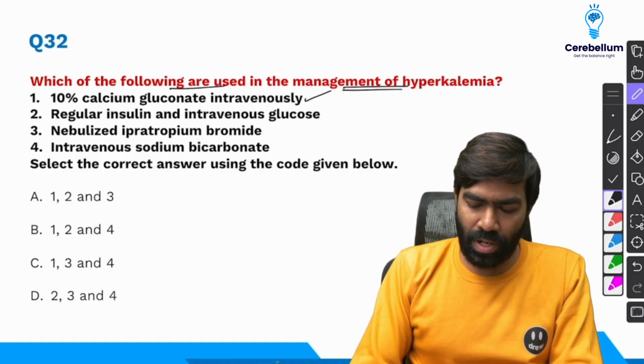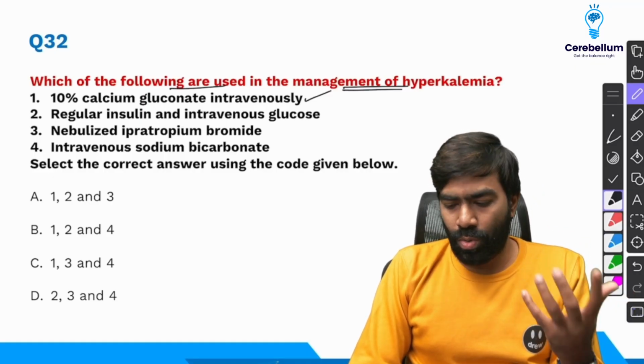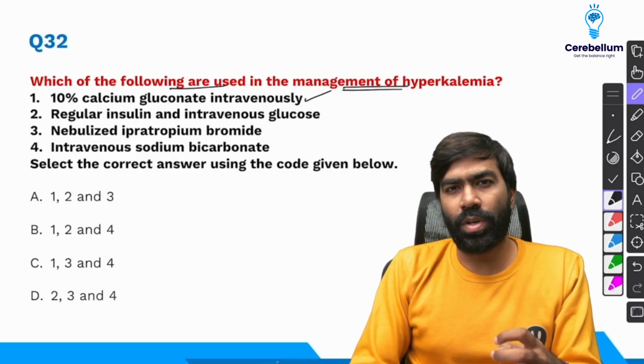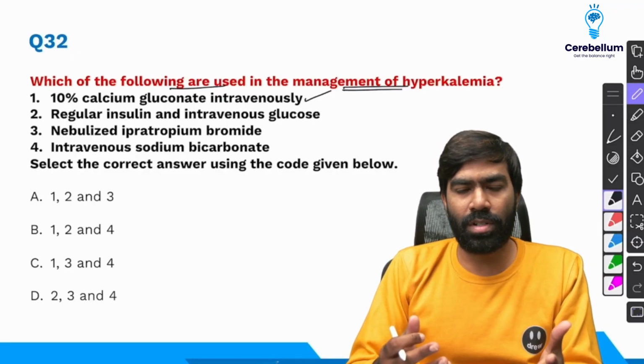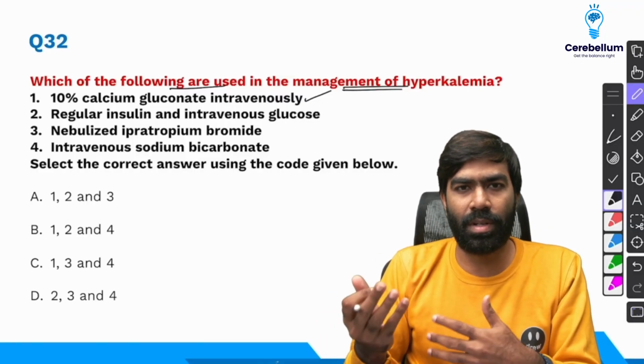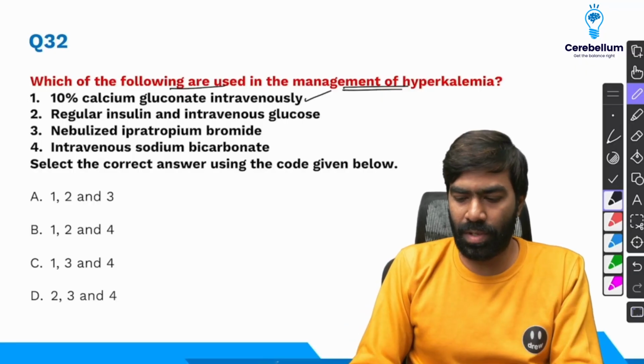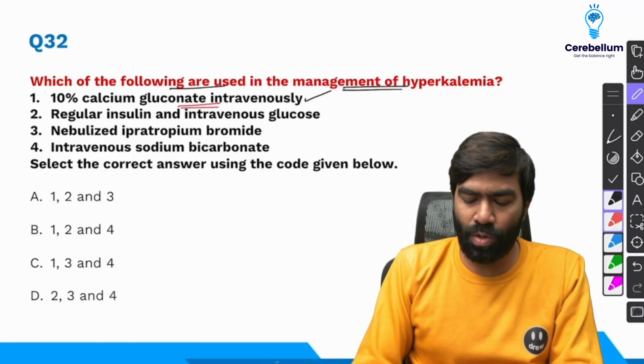32nd question, which of the following are used in the management of hyperkalemia? 10% calcium gluconate used intravenous. That's correct. In fact, this is one of the first things to do in a patient with hyperkalemia because this is going to cause stabilization of the membrane potential, which can give you some time so that you can correct the hyperkalemia. Because during that time, you have to prevent the risk of developing ventricular arrhythmias. So that's what is done by calcium gluconate IV.